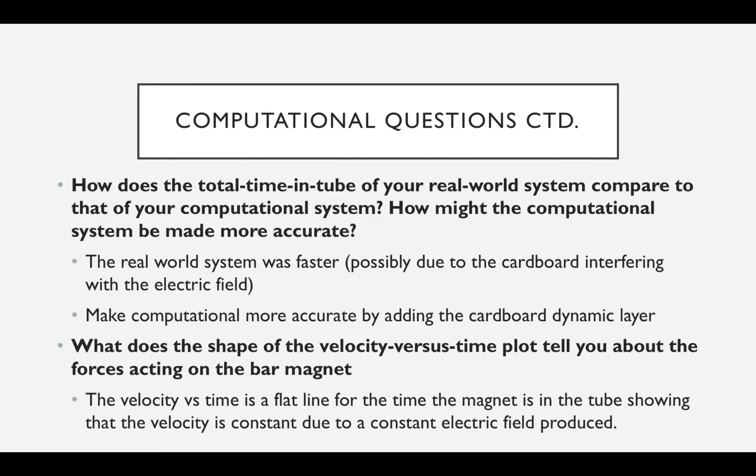Computational questions continued. How does the total time in the tube compare to the real world system, and how do we fix the computational system to be more accurate? There actually was cardboard interfering with the electric field, which is why I thought the real world system was faster. So maybe the computational model could be made more accurate by adding that cardboard dynamic layer. What does the shape of the velocity versus time plot tell you about the forces acting on the bar magnet? It was a flat line, showing a constant velocity, showing a constant force while it's in the tube.